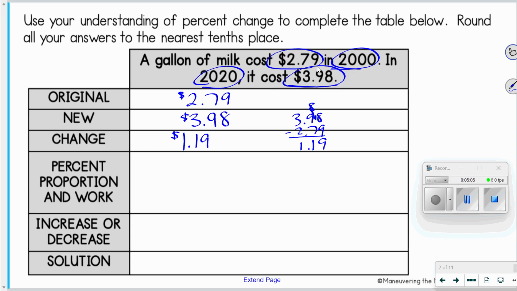Now your percent proportion. This is where the formula that we just gave you is going to work every time. My percent is always going to be over 100. In this case, I don't know it because that's what I'm finding. What was my difference?